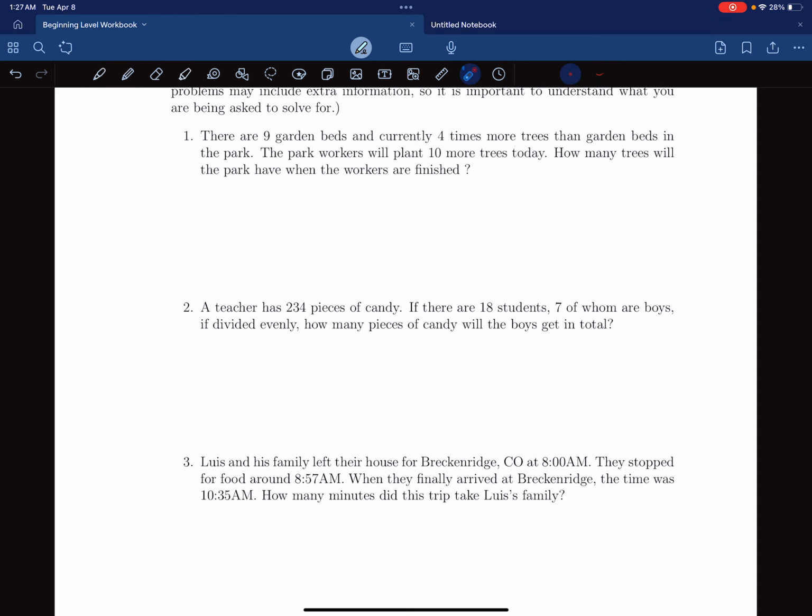So assuming you have worked through it, example 1 says there are 9 garden beds and currently 4 times more trees than garden beds in the park. The park workers will plant 10 more trees today. How many trees will the park have when the workers are finished? So let's box that question. We want to know how many trees the park will have when the workers are finished. That's our goal. We want to find out how many trees the park will have once the workers are finished planting their 10 trees today.